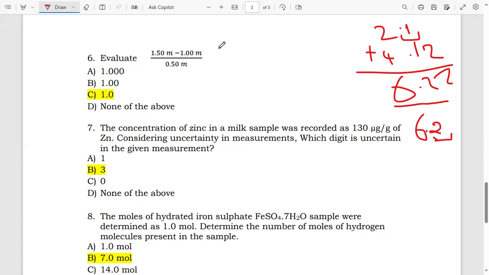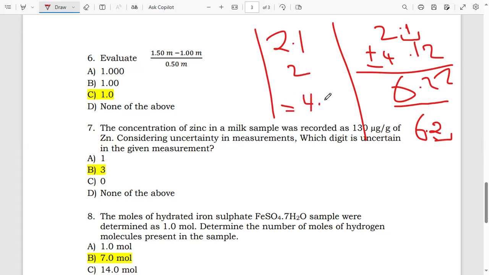Okay, so now let's try to add this. So here, the addition and the subtraction go together. So the rules for the subtraction are the same as for the addition. And then for the multiplication and division, okay, if I have 2.1 being multiplied by 2, I'm going to get 4.2. This is the number I'm going to get.